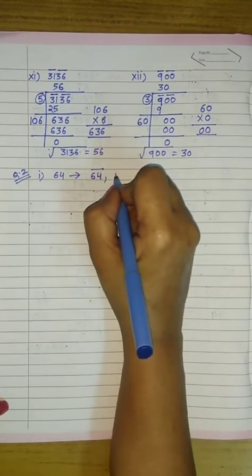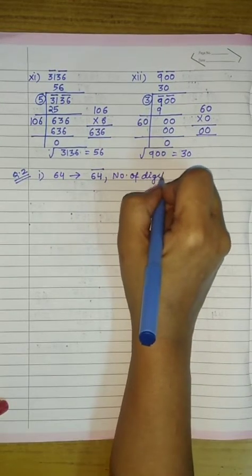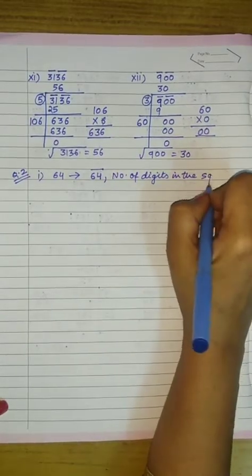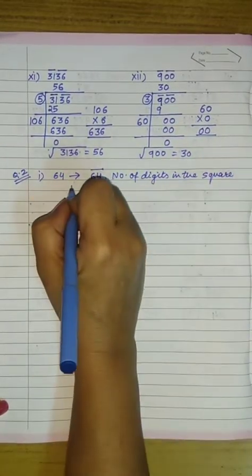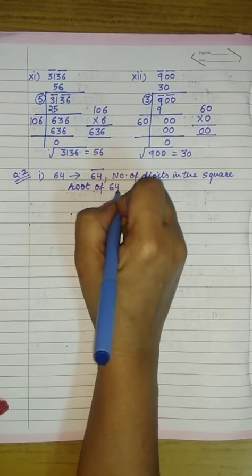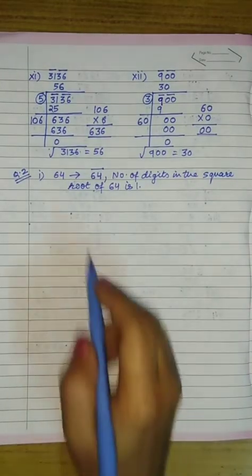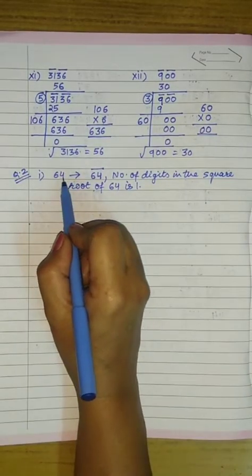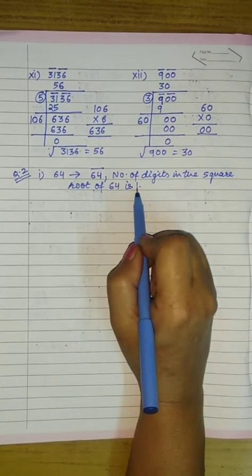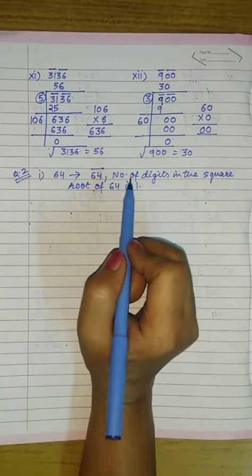So we will write the number of digits in the square root of 64 is 1. It means when we find the square root of this given number, how many digits does it have? Only 1, because the number of bars in this number is 1.